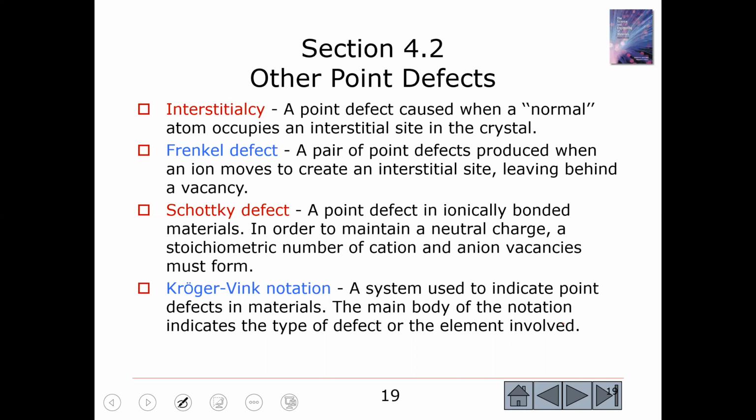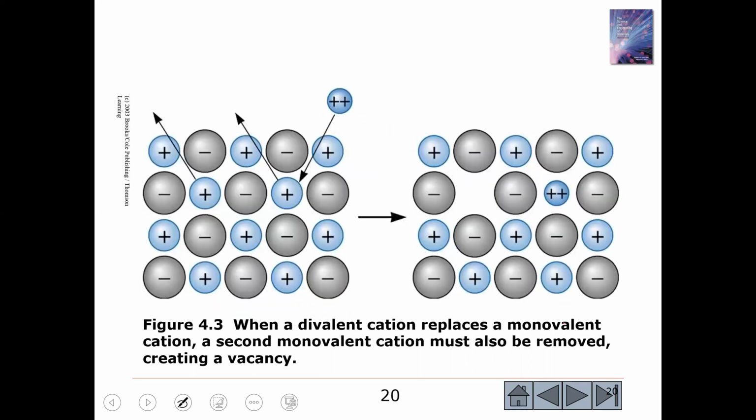A Schottky defect is when an ion pair is missing. And Kröger-Vink notation is a system used to indicate point defects in materials. The main body of the notation indicates the type of defect or the element involved.